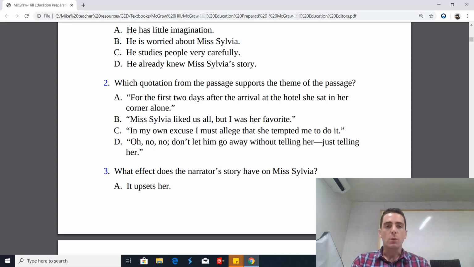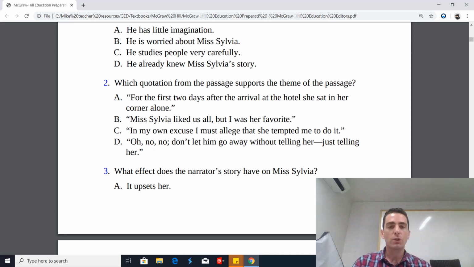Okay, so let's see which quotation from the passage supports the theme of the passage. A, for the first 2 days after the arrival at the hotel, she sat in her corner alone. Okay. B, Miss Sylvia liked us all, but I was her favourite.